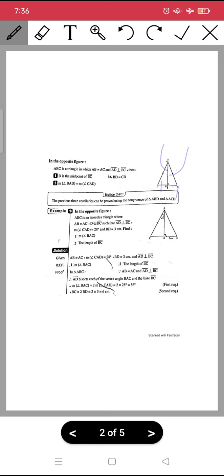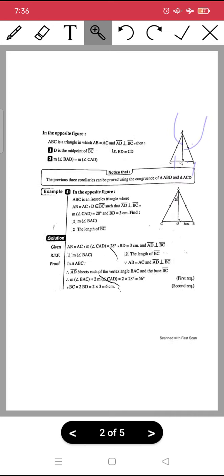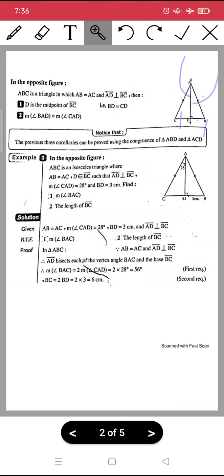In other words, we can say that the median, the altitude and the line of symmetry will be just one line segment in the isosceles triangle, only from the vertex angle of the isosceles triangle. The previous three corollaries can be proved using congruence of two triangles.